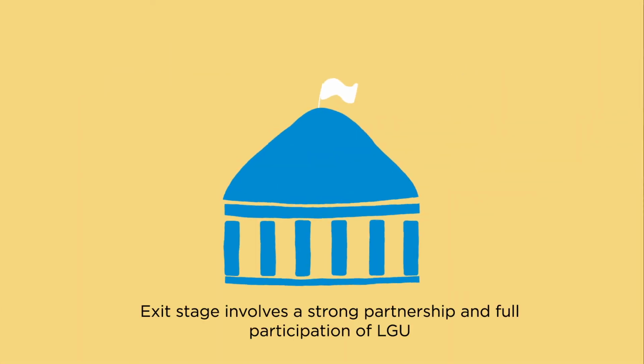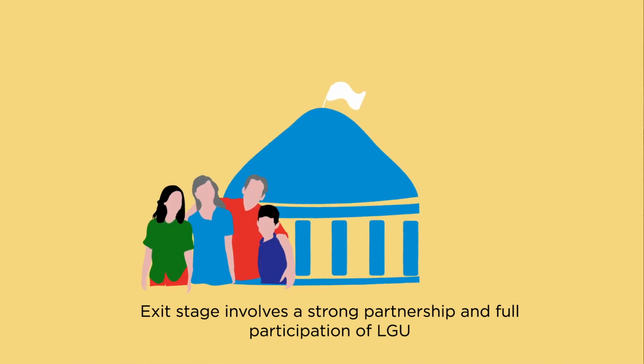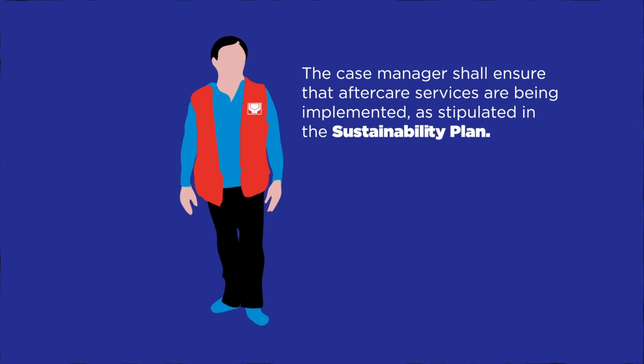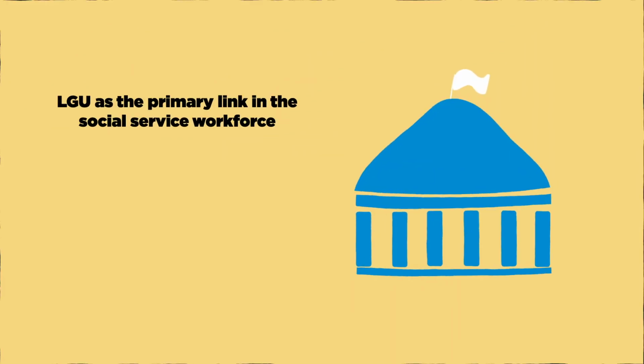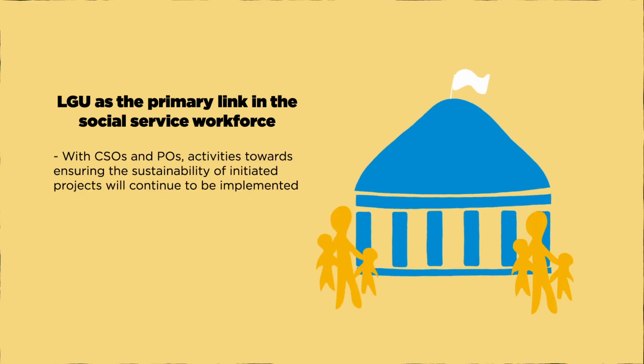The exit stage involves a strong partnership and the full participation of the LGUs, who will work with beneficiaries and shall be the primary agency responsible for the aftercare services of the exiting households. The case manager shall ensure that aftercare services are being implemented as stipulated in the sustainability plan. The LGU serves as the primary link in the social service workforce that will receive the 4Ps household beneficiaries upon their program exit. Together with the LGU, CSOs and POs composed of former 4Ps beneficiaries shall continue to implement activities geared towards ensuring the sustainability of initiated projects.